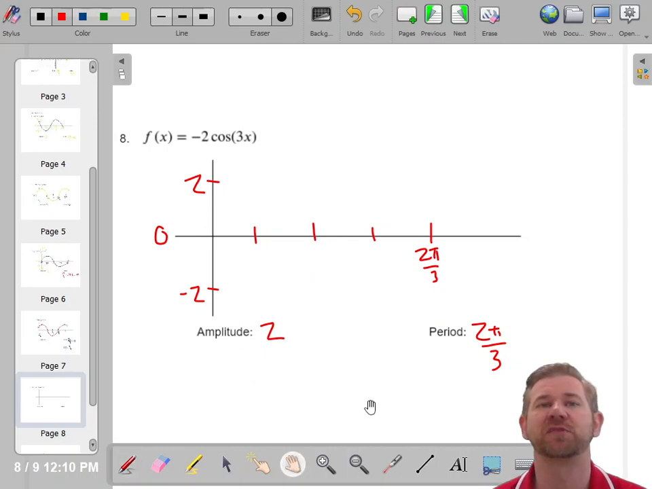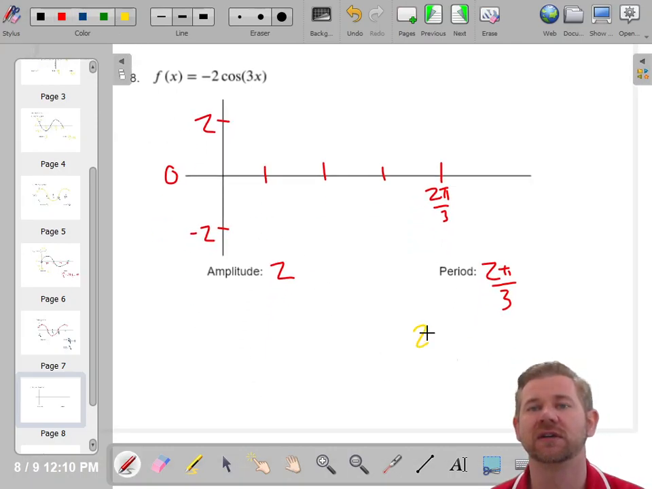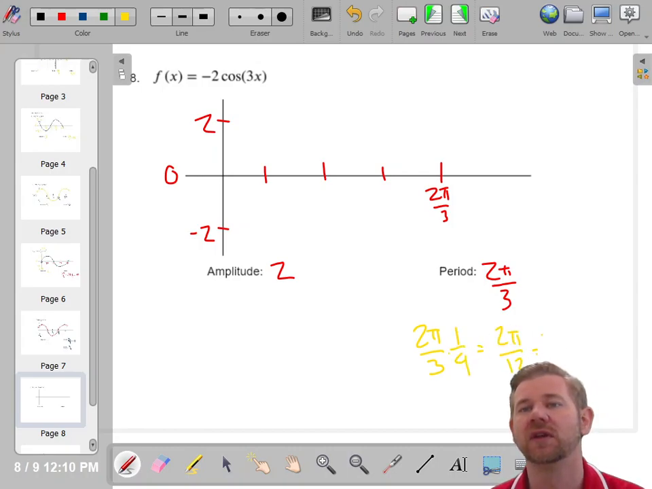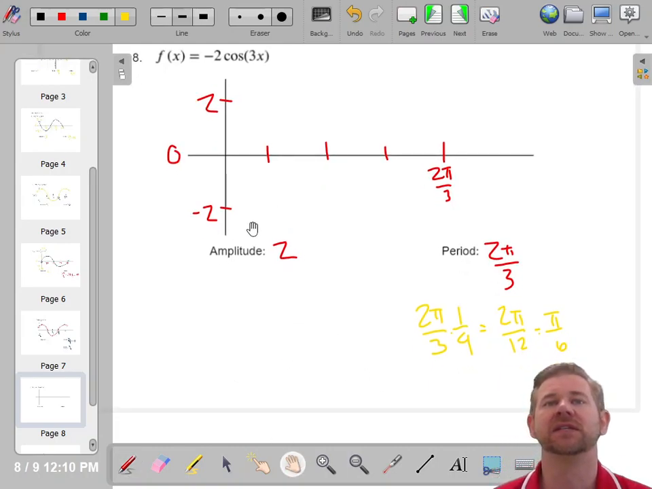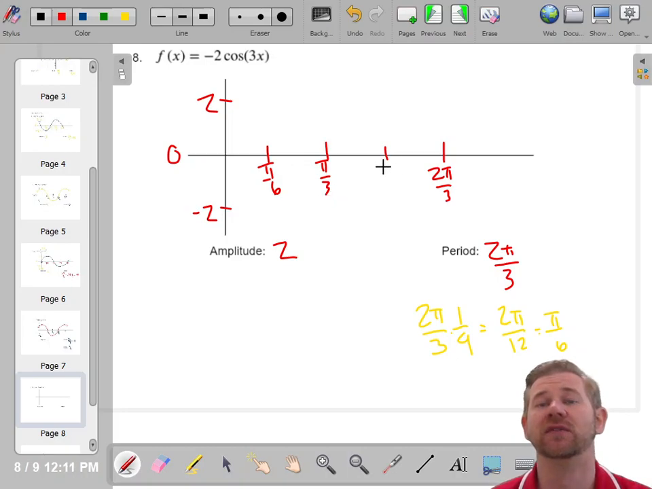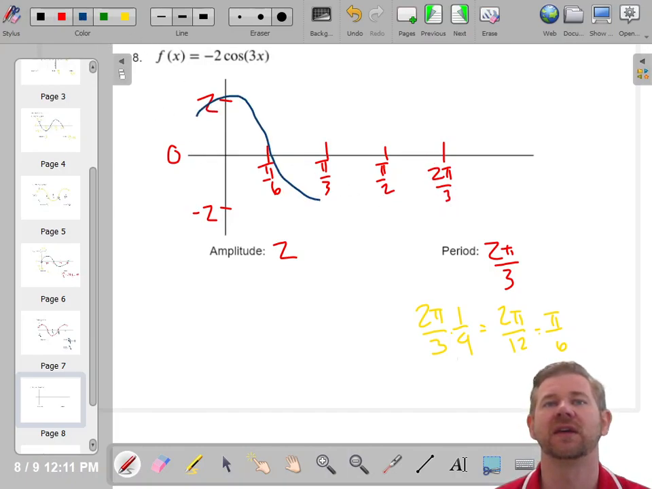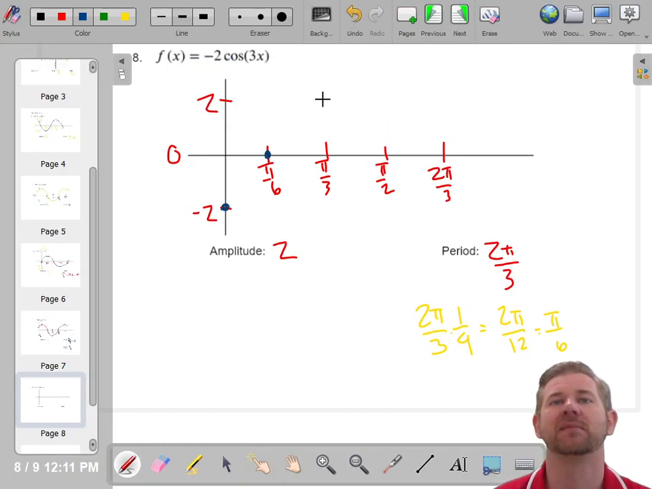But again, just to practice for you folks going on to pre-calc next year, if you multiply that by 1/4 to figure out what each tick mark is worth, you get pi over 6. So we should be counting by pi over 6s. This is 1 pi over 6. 2 over 6 is 1/3. 3 over 6 is 1/2, and 4 over 6 reduces to 2/3. So if I draw a cosine function, it would look like this, but it's negative, so it's upside down. It starts at the bottom and then goes up, like this.